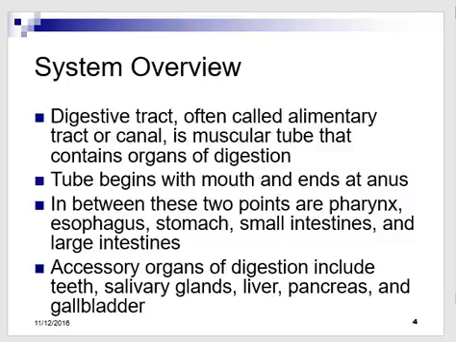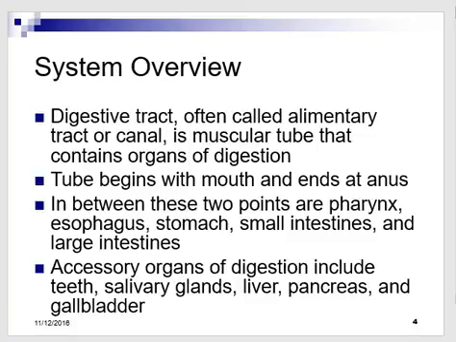The digestive tract is often known as the alimentary canal or alimentary tract, or the GI tract or gastrointestinal tract. It's a muscular tube that contains organs of digestion. The tube begins at the mouth and ends at the anus. In between, there are several points: the pharynx, which is your throat, which we talked about in the previous chapter, the esophagus, which is the tube that goes from the pharynx to the stomach, the small intestines, and the large intestines.